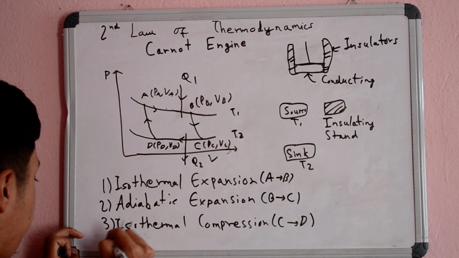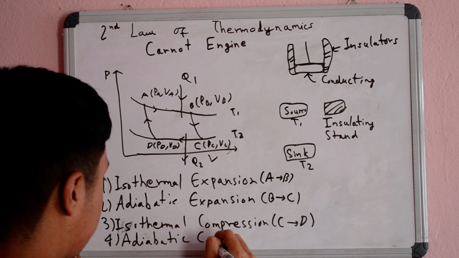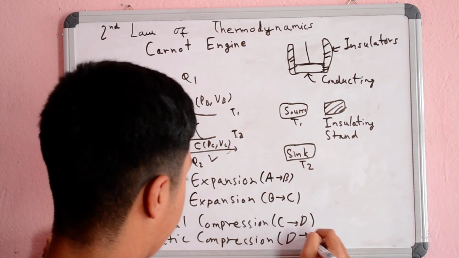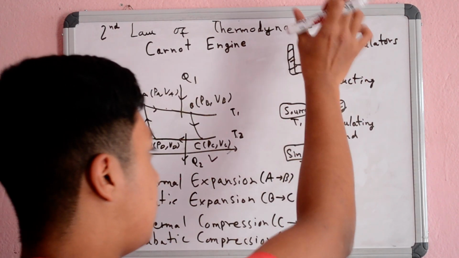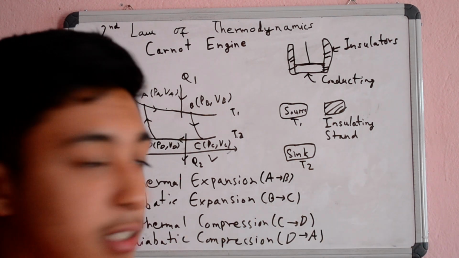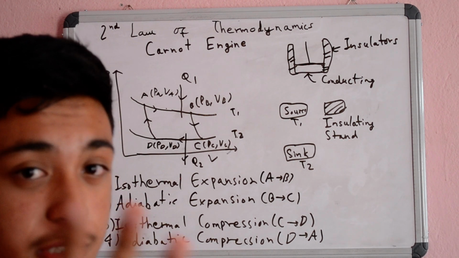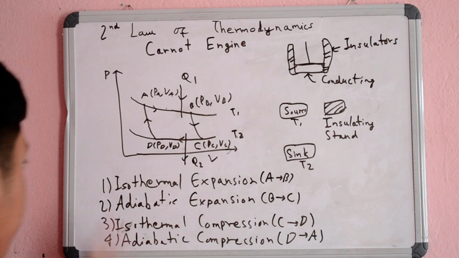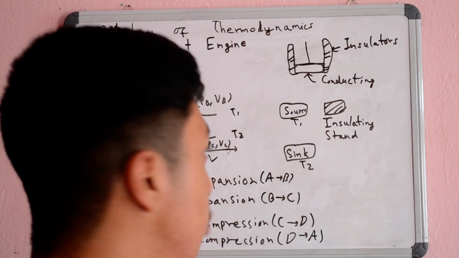Now on the fourth step, it is adiabatic compression, which goes from D to A. So in this step, the cylinder is again taken off the sink and onto the insulating stand. And because of the compression, the temperature essentially rises due to the still ongoing compression, and thus it goes back to point A, and thus the Carnot cycle loops back.